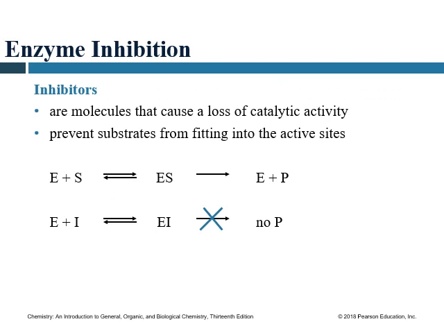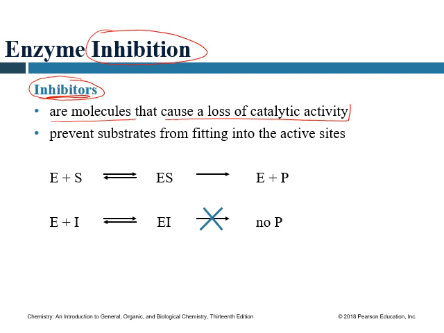Now we're going to talk about the inhibition of the enzyme, how we can inhibit the function or catalytic efficiency of the enzyme. There are some molecules that can do this work to inhibit the activity of the enzyme. We call those molecules or substances inhibitors. So inhibitors are molecules that cause loss of catalytic activity of the enzyme, and they also prevent the substrate from fitting into the active site.